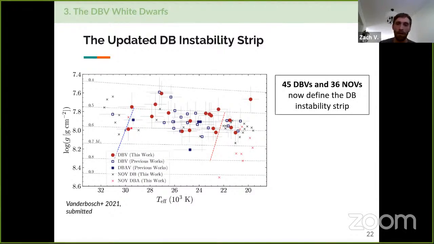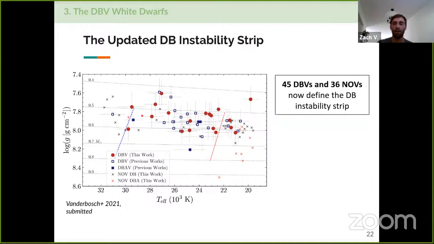But the NOVs we find, so NOVs are the objects we observe but don't find any signs of variability. Those are helpful as well for putting constraints on the boundaries of the instability strip. In this version of the instability strip, we're finding that the empirical temperature at the red edge is about 1,000 to 2,000 degrees cooler than what theory predicts. And on the blue side, there's this one object, PG0112, which is still challenging the blue edge as well.